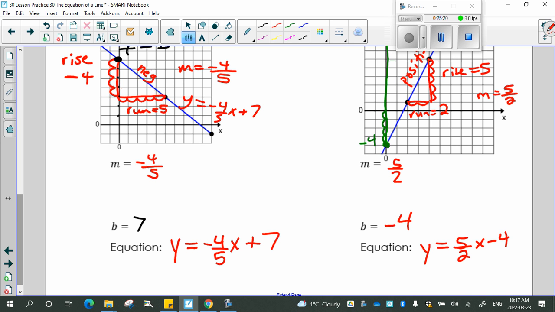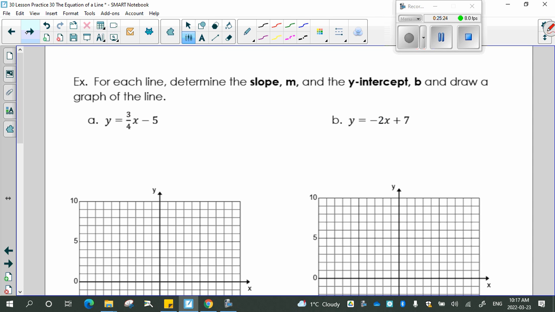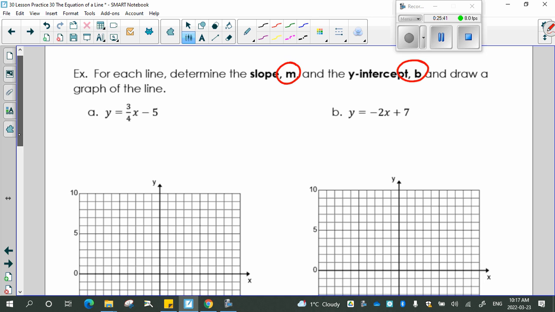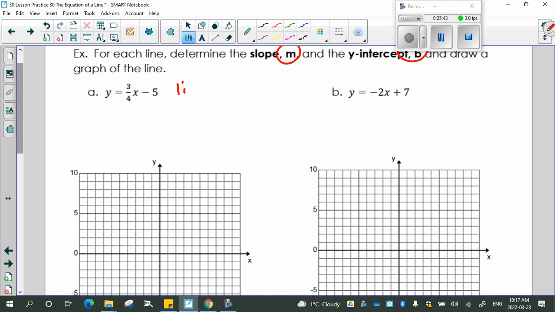So now the big finale. Now we're going to look at the equation, pick out the slope number, the y-intercept number, and draw the graph just based on that. Okay? The big finale. So here's my first equation, or my first line. Remember, this is the equation of a line. And I want to draw that line.